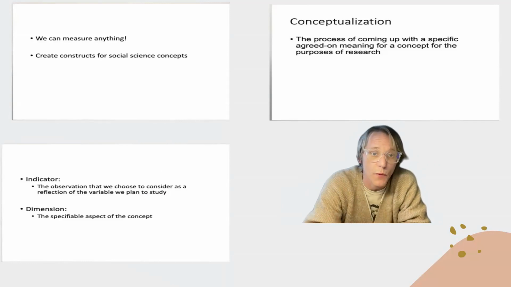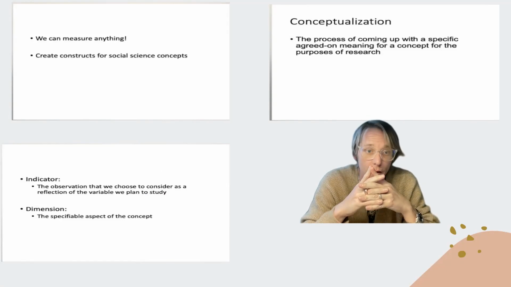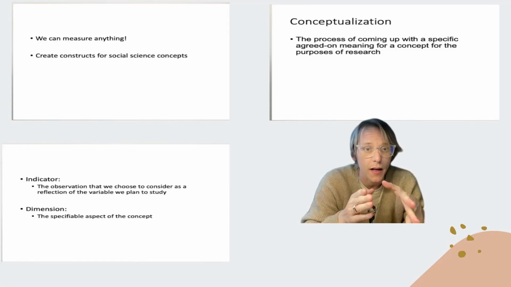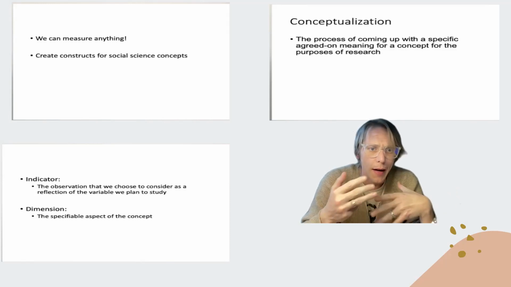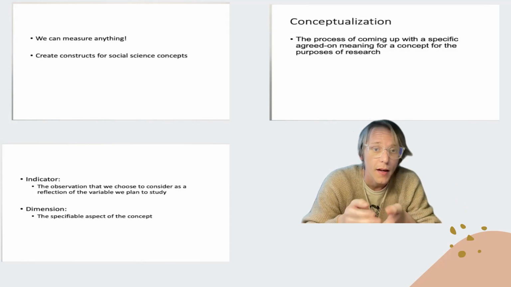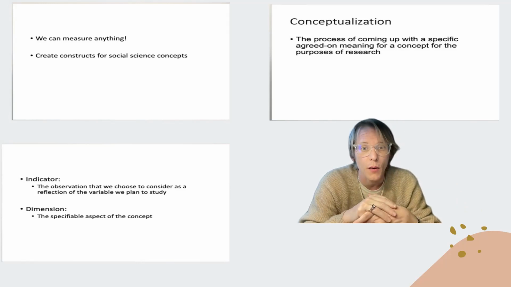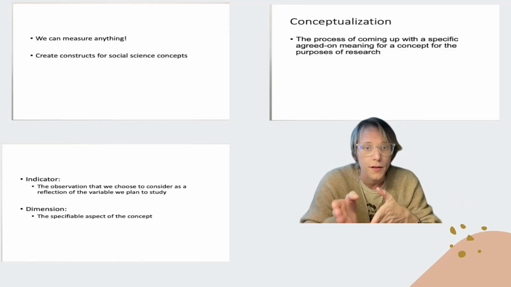Conceptualization is the process where we specify what we mean when we use particular terms. We need to describe the indicators we will use to measure the concept. How would we measure something, right? An indicator is the observation that we choose to consider as a reflection of the variable we plan to study.